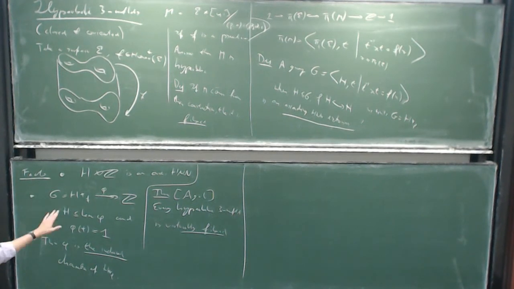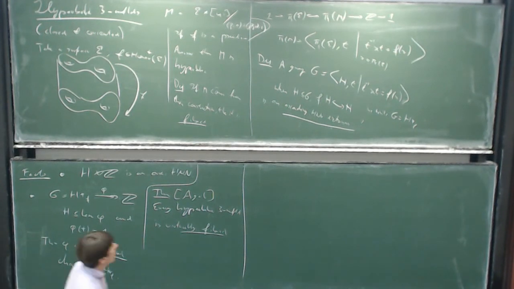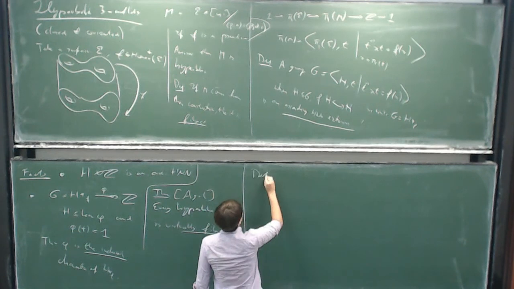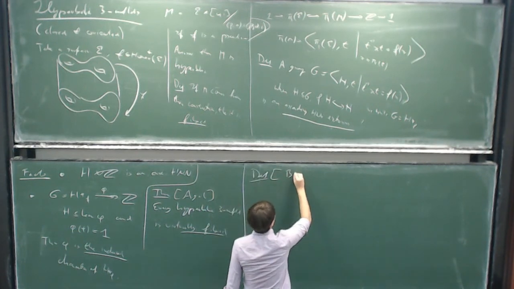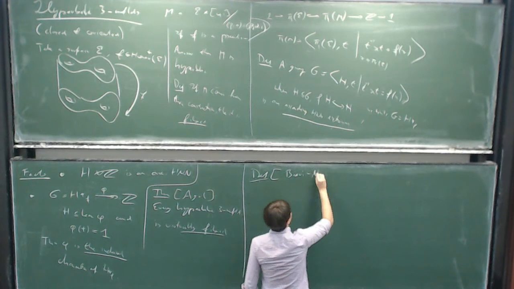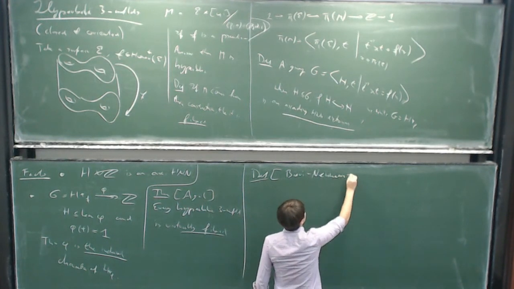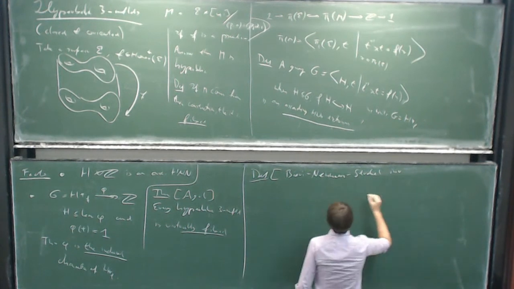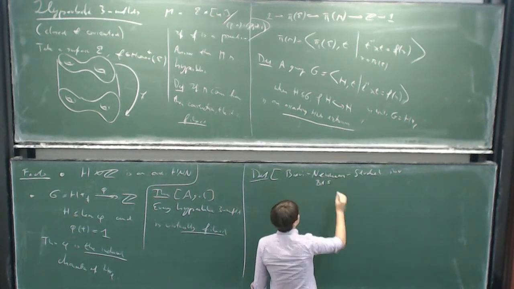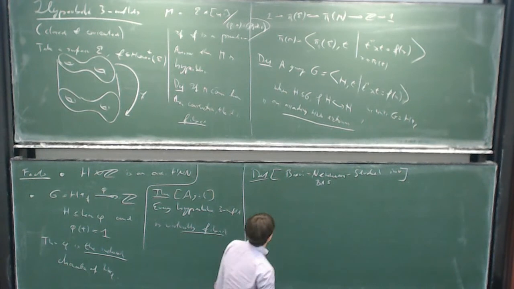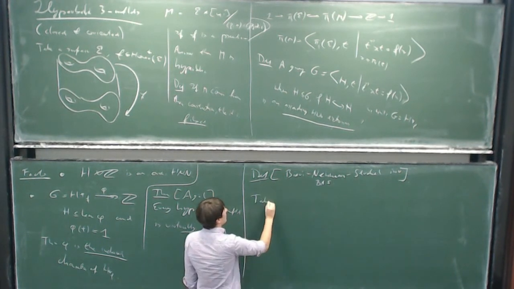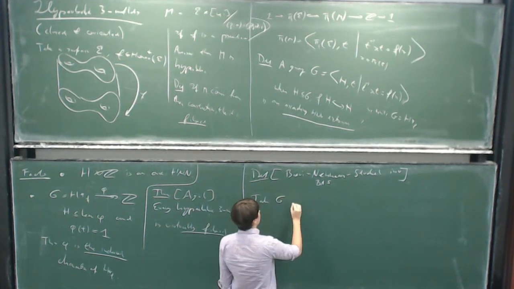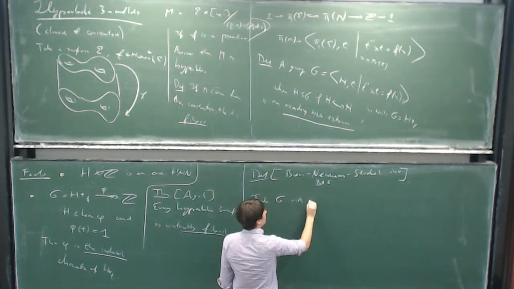So we've discussed the HNN extensions, and now we go into the BNS invariant. Definition: the Bieri-Neumann-Strebel invariant, which I will abbreviate to BNS. Let us take G with a finite generating set. So G is a group.